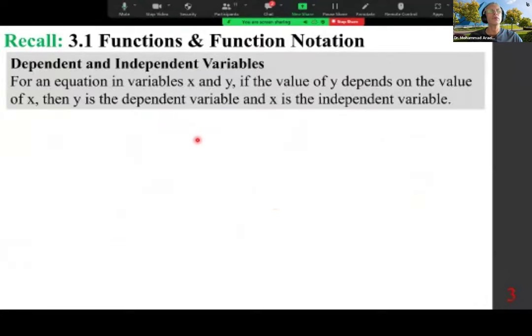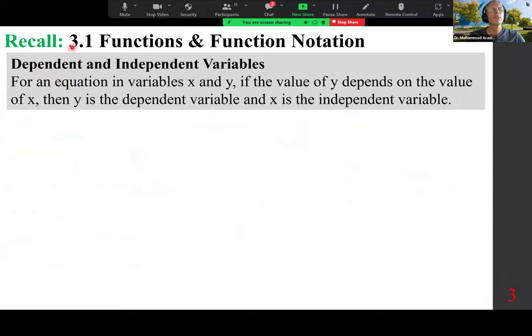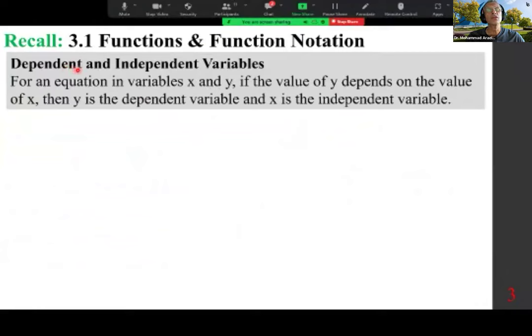Reminding you of the following: functions and function notation, dependent and independent variables. For an equation in variables x and y, if the value of y depends on the value of x, then y is the dependent variable and x is the independent variable.